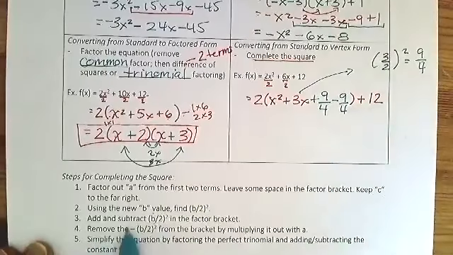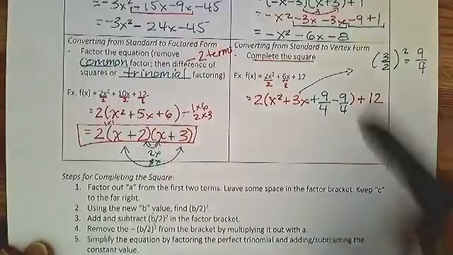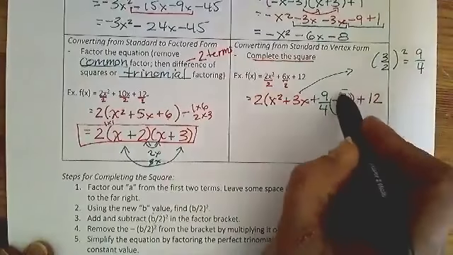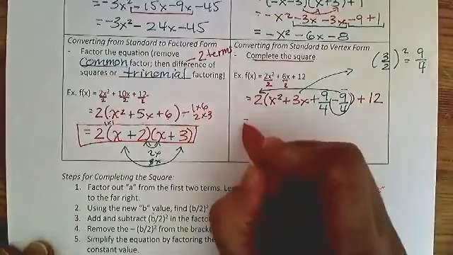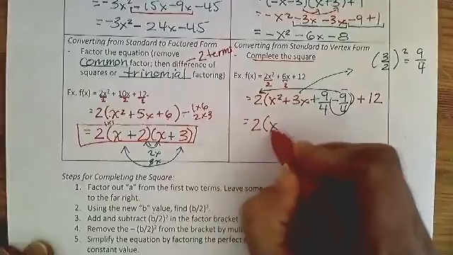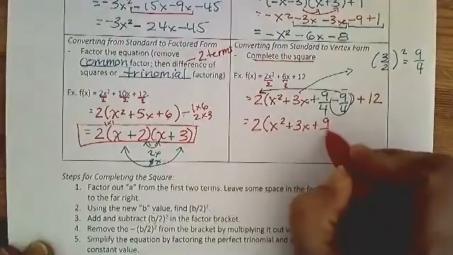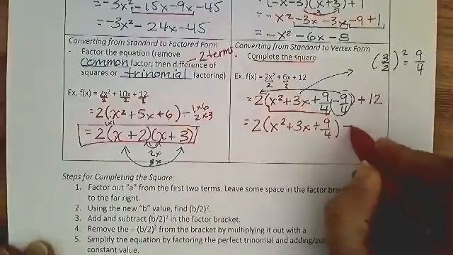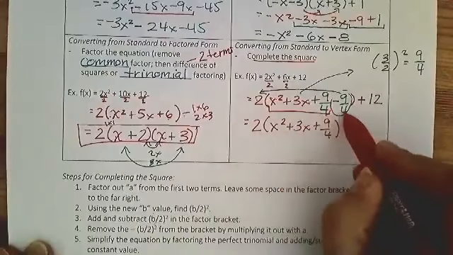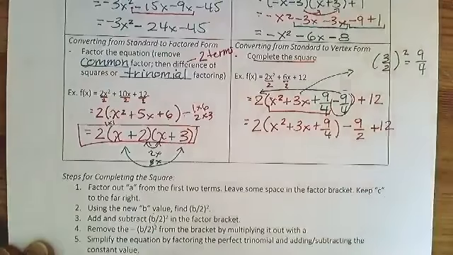4. Remove the negative from the bracket by multiplying it with A. So we're going to take the negative, which is right here, and we're going to multiply it by the A value 2 to remove it from the bracket. We know we don't need this in the bracket because remember we're trying to get a perfect square trinomial inside the bracket. So this is a perfect square trinomial, the first 3 terms. Remember when we multiply this, we can actually reduce the 2 and the 4, so it'll be negative 9 over 2, add 12.